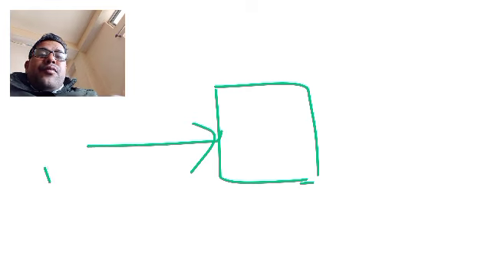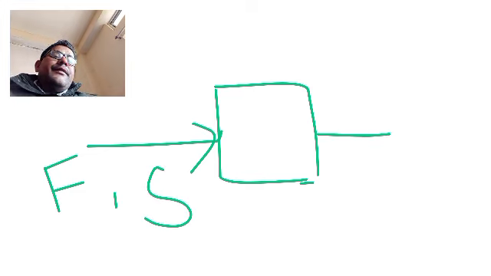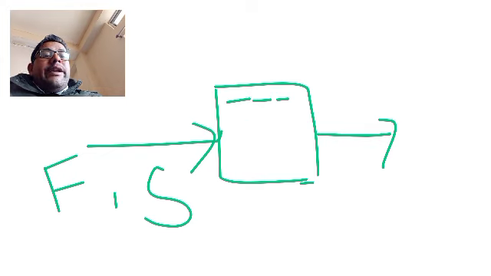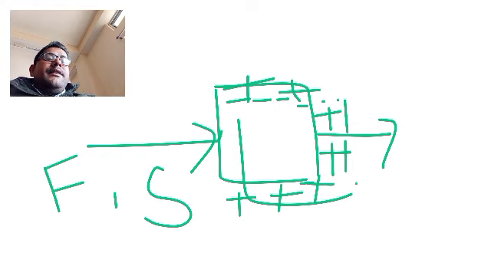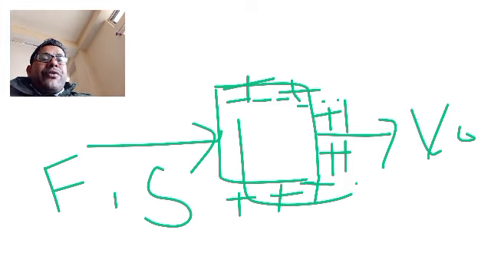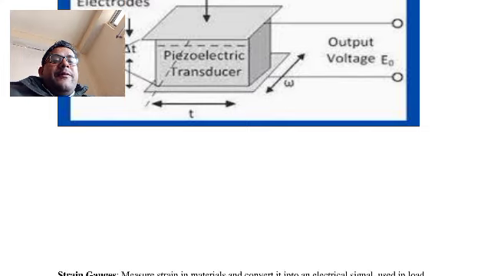When force or stress is applied on this structure, the material starts to deform, and because of the deformation it creates a charge across it. That charge we can convert into voltage, as a function of the force applied. This is the main function of piezoelectric crystals. So this is the diagram of how the voltage is generated.